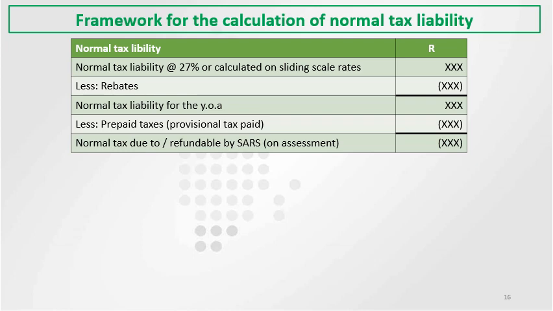From this you deduct any prepaid taxes, which is provisional tax. So the taxpayer pays provisional tax at two time periods during the year, and that prepaid tax is then deducted. And that brings you to the amount that is either still due to SARS, or if the provisional tax was too much, then there's an amount that is refundable by SARS. And this is then calculated on assessment once SARS assesses the taxpayer.